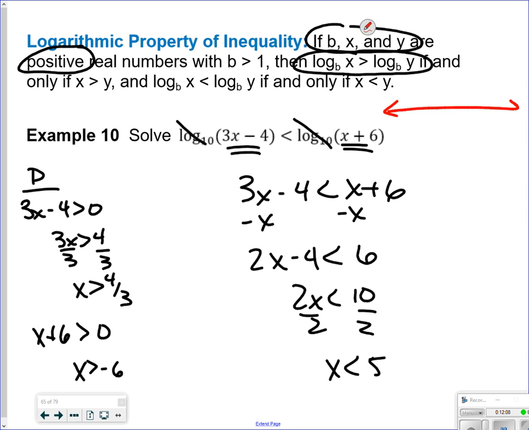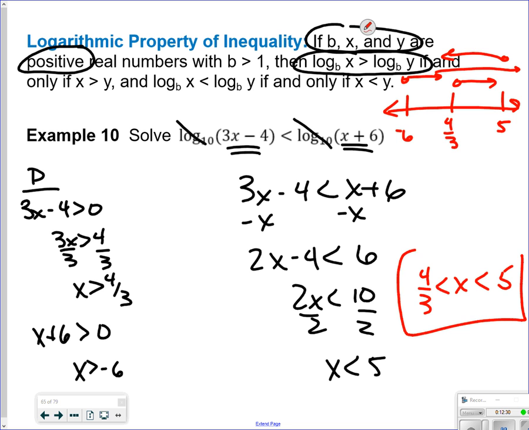So I'm going to do a little number line here. I've got 4/3, and we're talking about greater than that one. I've got -6, and greater than that one. And 5, and less than that one. So what area is true for all of them? Well, as long as it's greater than 4/3, but less than 5. So as long as it's between those 2 numbers, it's in this area right here, that is true for all 3.